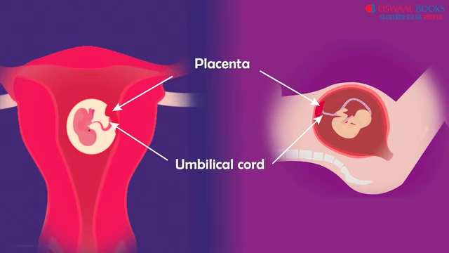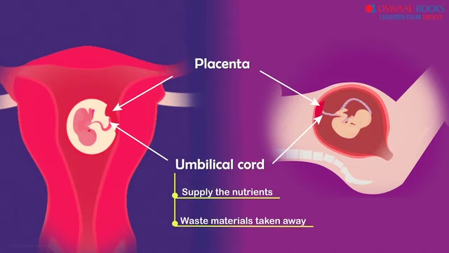I'm sure you must have heard this term quite often. Do you know how important this cord is? It is essential to supply the nutrients required by the growing embryo. The waste materials generated by the embryo are also taken away through the umbilical cord. The placenta contains villi, which are tiny projections of arteries which carry blood to nourish the offspring.